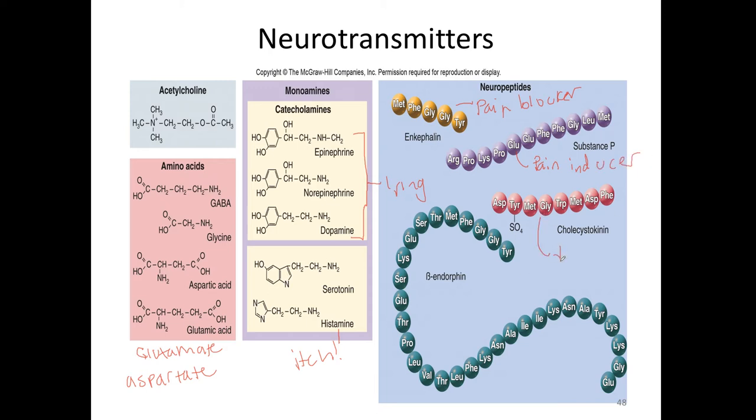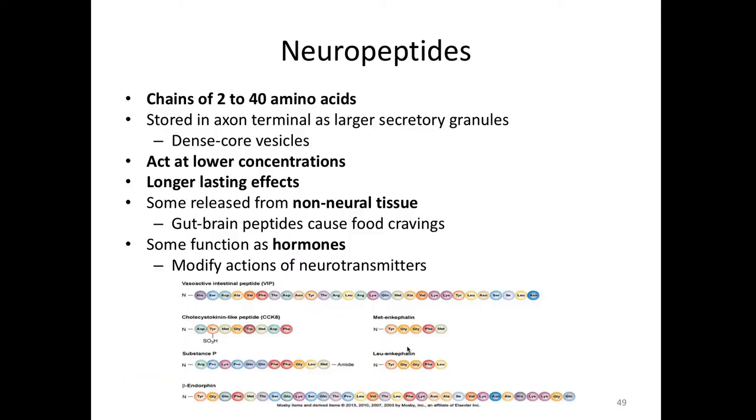Cholecystokinin has a role in digestion, and beta endorphin is one of those endorphins, so it's a neurotransmitter that helps to do things like ignore pain or feel good or euphoric during stress or activity. So it's just sort of a rogues gallery of different neuropeptides. There are many others. I'm just showing you what they look like. So here are some more.